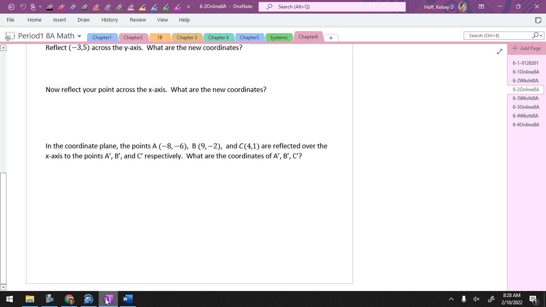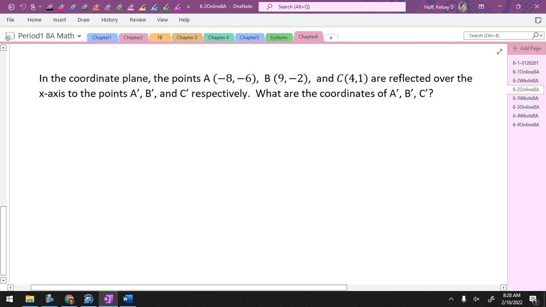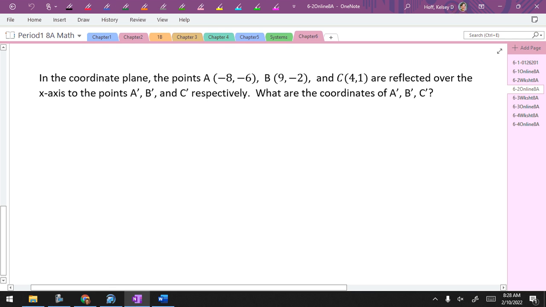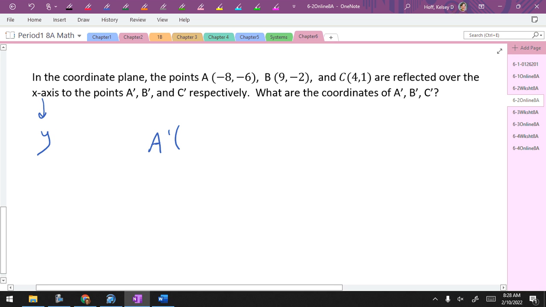All right, this is the last one I want, and I actually have it typed in here so it's easier to see. So they tell us in the coordinate plane, the points A, B, and C are here. And we've reflected over the x-axis. I want to know what the coordinates of A prime, B prime, C prime are. This is what we just talked about. So if it goes over the x-axis, what changes? The y. Okay? Tegan, tell me where A prime is going to be. If I go over the x-axis, my y coordinate changes. So where am I going to end up?